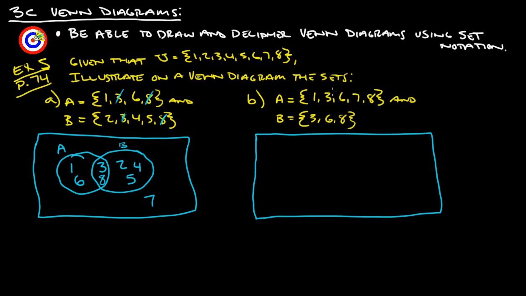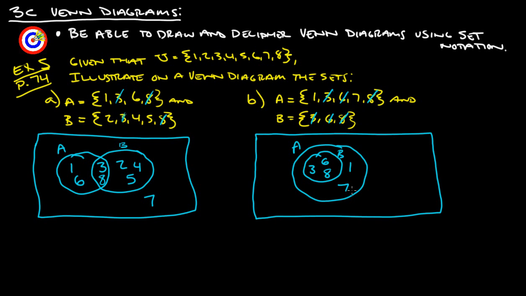Now if you look, B's 3, 6, and 8 are all in set A. So really B is a subset of A. So what we want to do on that one is draw all of B included in set A, right? So here's going to be set B. So inside of set B is 3, 6, and 8. Right? So all of B is taken care of. So all of B is inside of A.